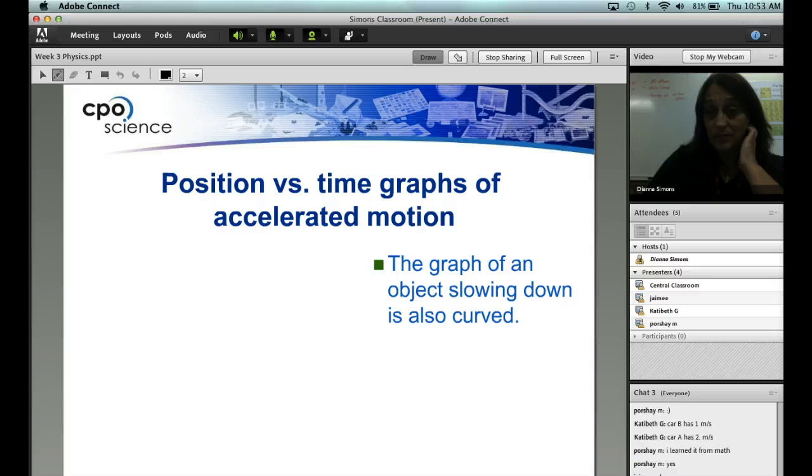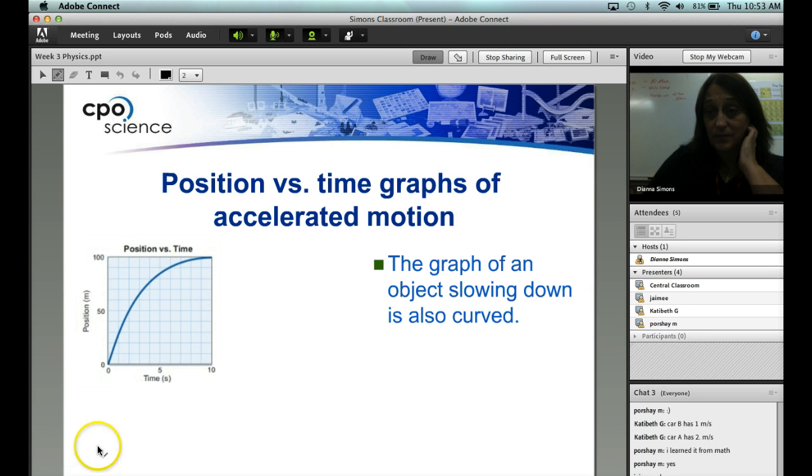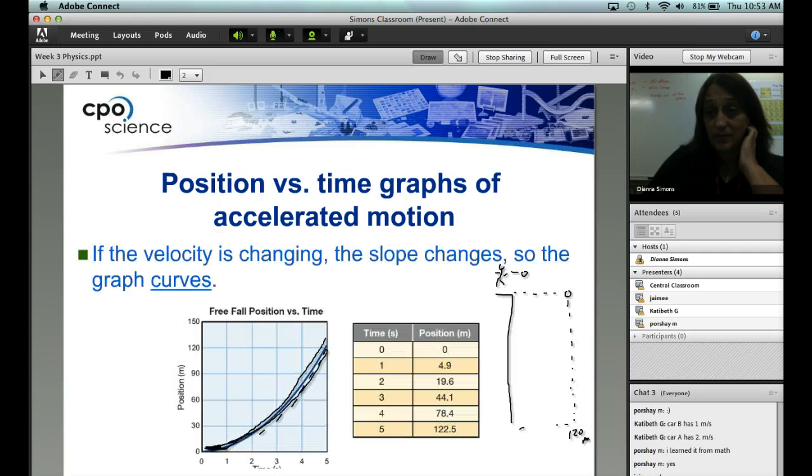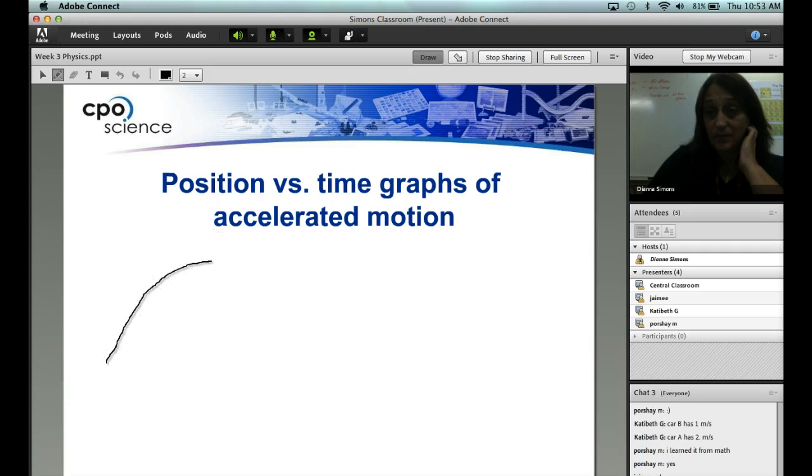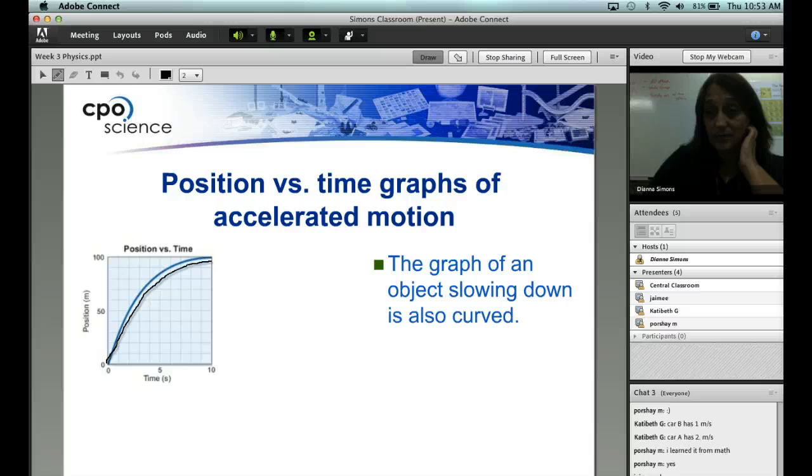Okay, so the graph of an object is slowing down, so is the curve. In this particular case, if you think about throwing a ball up in the air, it goes really, really fast. And then as it gets to the very top, when it's going to change or come back down, it slows down.